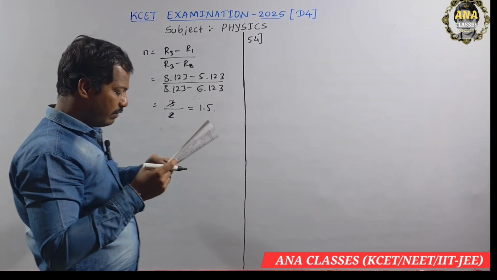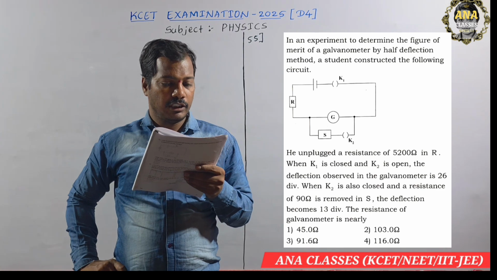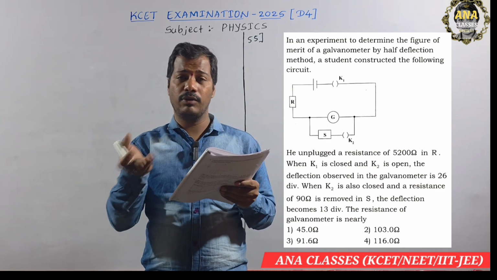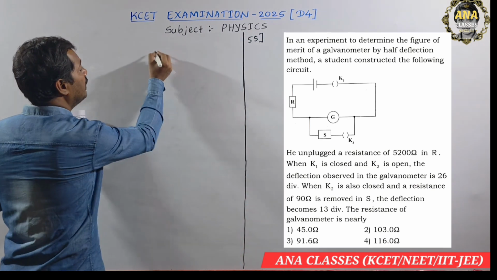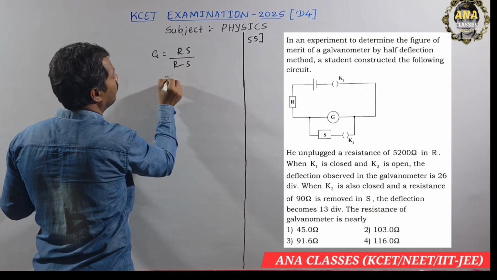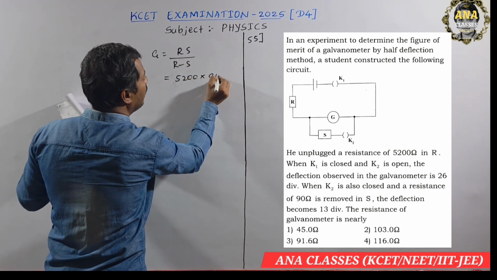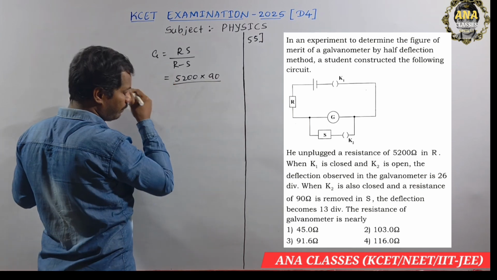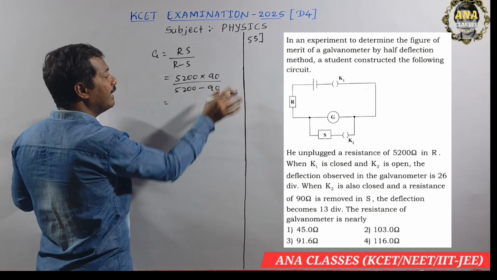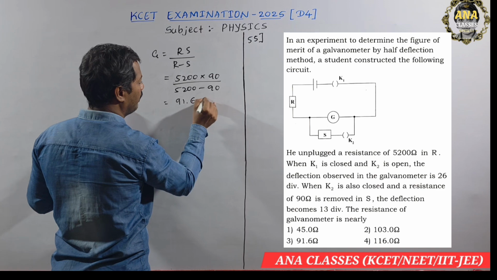So the answer is 1.5. In an experiment to determine the figure of merit of a galvanometer by the half deflection method, a student constructed the following circuit. Find the value of the galvanometer resistance. If R and S are known, we can find G. So G is our formula: R into S divided by R minus S. The R value is given as 5200, into the S value which is 90. Then it is 5200 minus 90. By simplifying this, the answer will be 91.6.